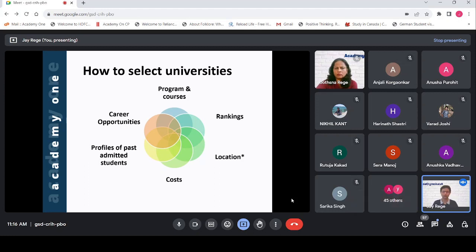Generally, I recommend looking at US News rankings, because they are the most authentic rankings for graduate schools in the US. When I say graduate school, I mean master's programs in the US. There are other rankings, for example the Financial Times ranking, and then QS World rankings. But QS World basically ranks the overall university.